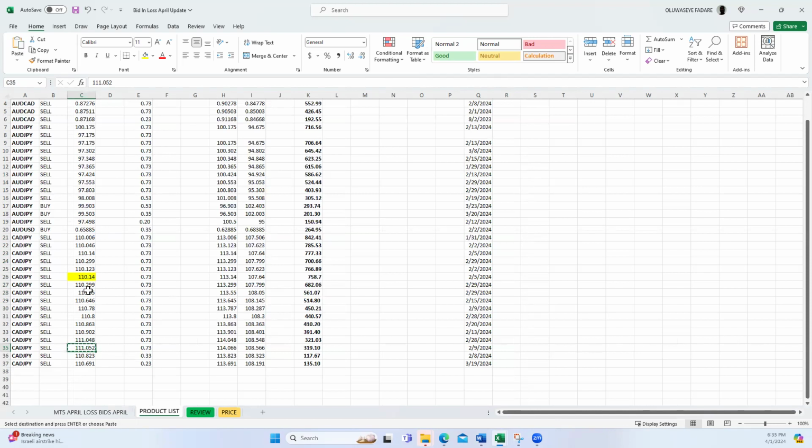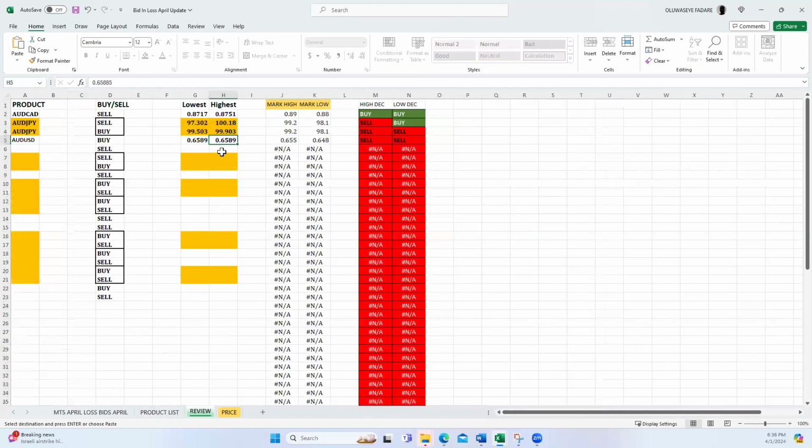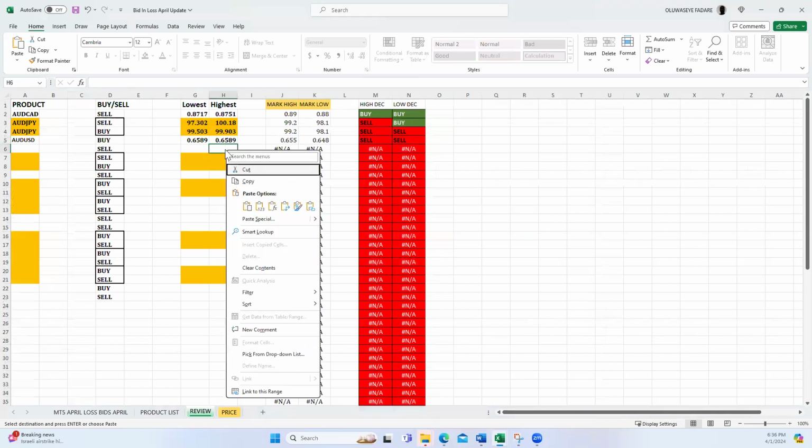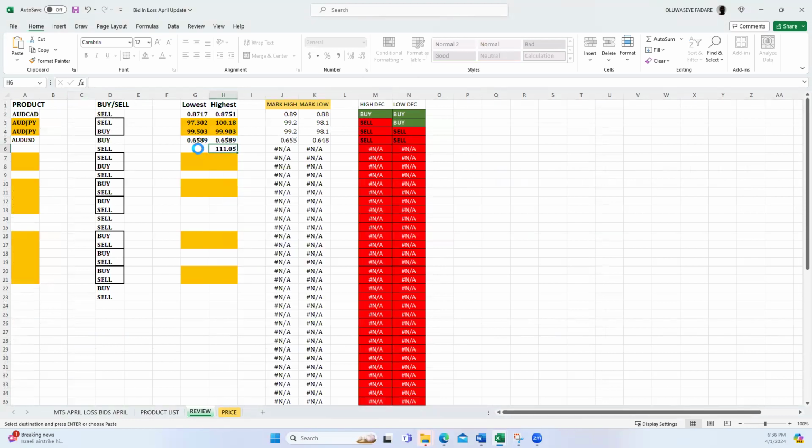And what's our lowest price? 110.12, 110.006. This is our lowest price, 110.006. Okay. Yeah, so we have CAD JPY.